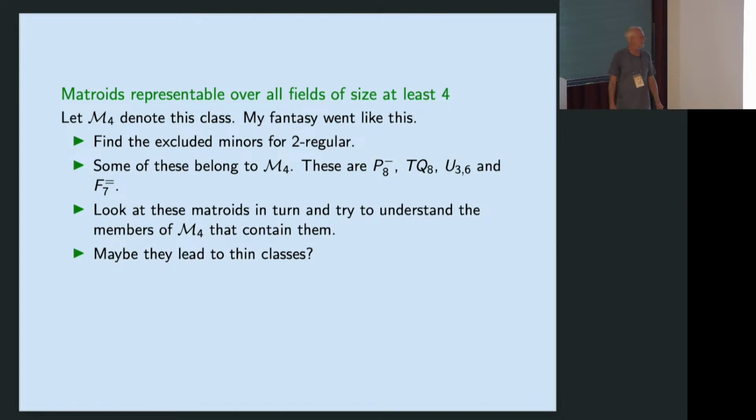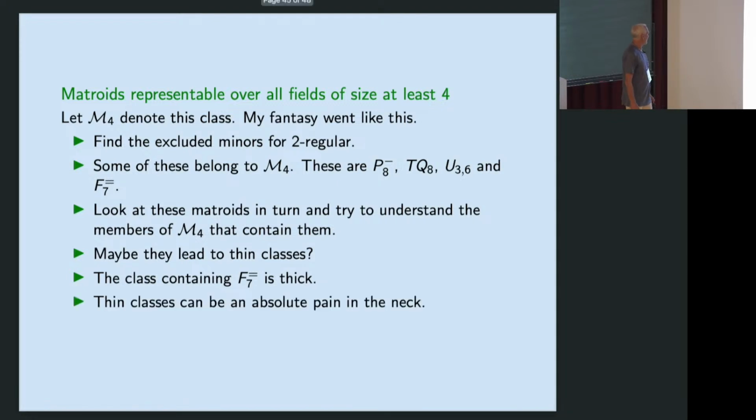Now, there are two issues with that. First of all, they don't always. The class containing F7 double minus is thick, and my definition of thick means it contains members of unbounded branch width, and that's the case for that class. Doesn't mean it's difficult, it's just thick. And the other thing is that thin classes can be an absolute pain in the neck. Thin classes of small branch width can still be horrible things to get your hands on.